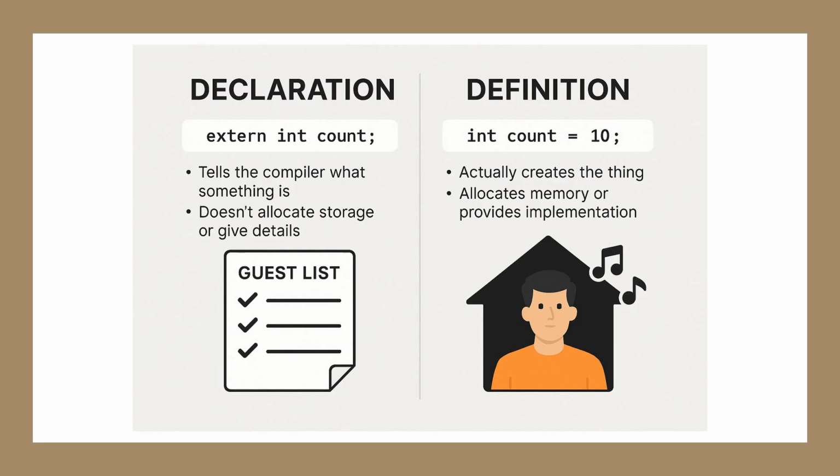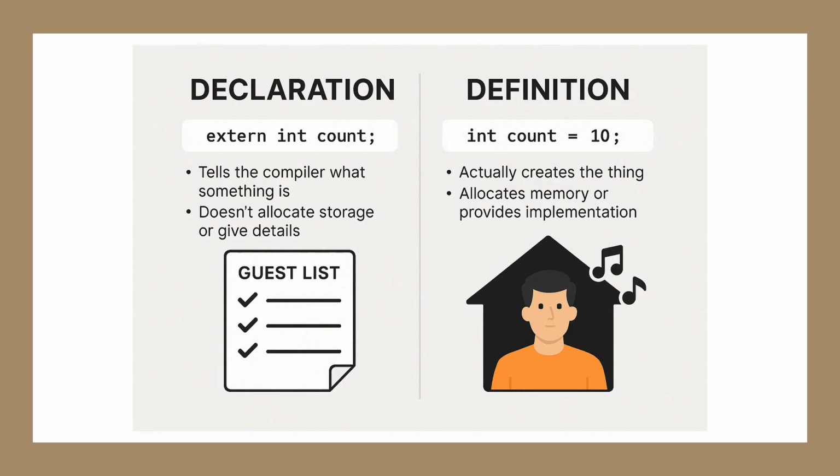A declaration tells the compiler what something is, that is the type and name. But interestingly, it does not actually allocate memory or give it a value. Think of it like a guest list for a party. The name is on the list, so you know the person exists, but they have not shown up yet.